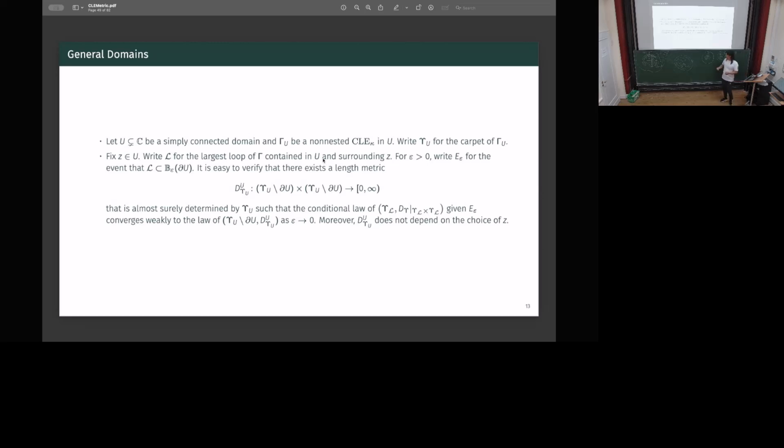But be careful, as we take the limit, this will converge to a metric on the carpet of a non-nested CLE in U.